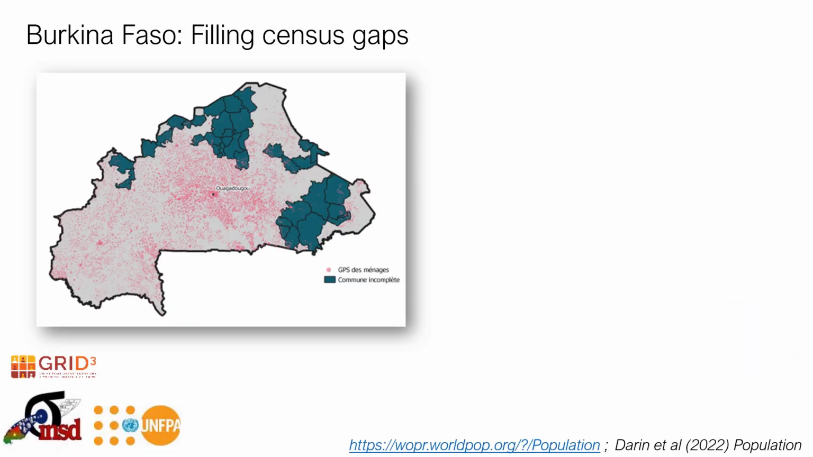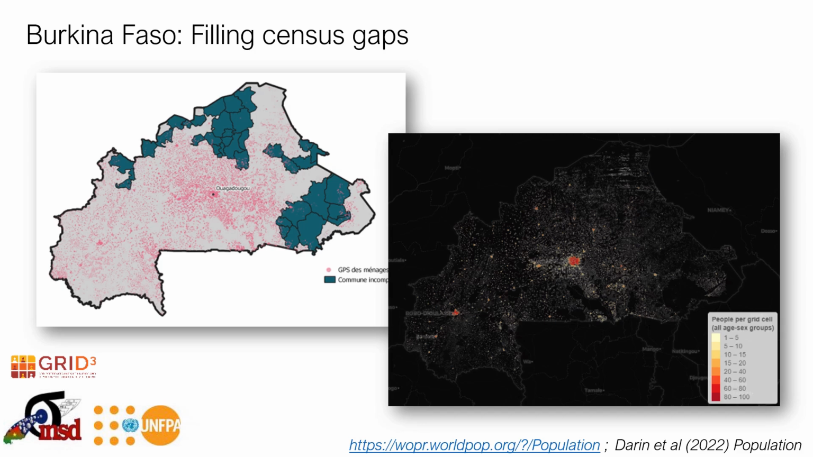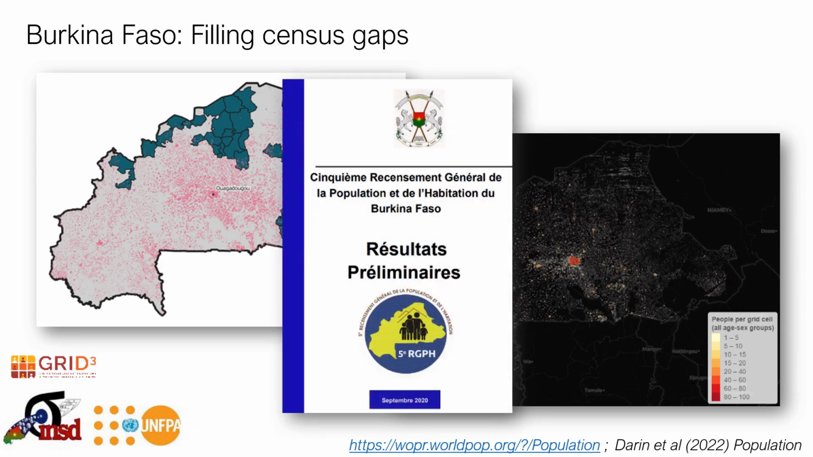And in a similar situation, Burkina Faso, these blue areas too unstable for census data collection, and the rest of the data was able to be used to make those predictions that fed into the preliminary census results at the time.